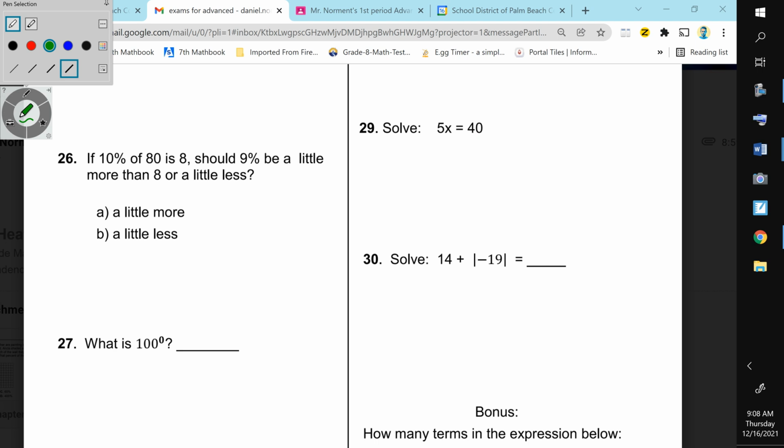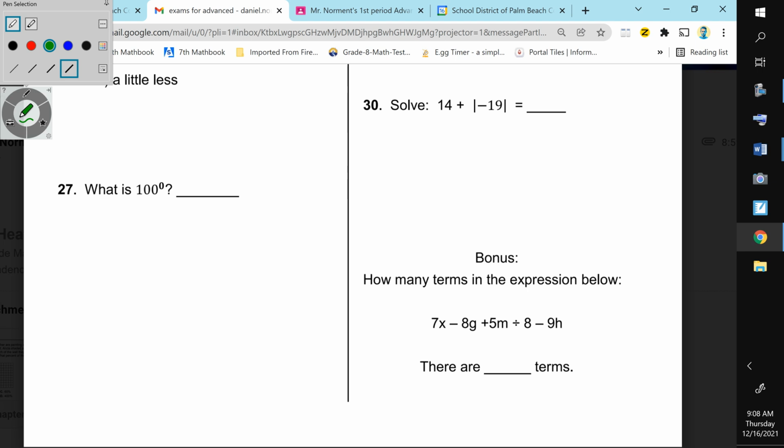Number 30, when you take the absolute value of a number, it is always going to be positive. So all you have to do is add those 2. And that's it. Guess what? That's it. And then there's a bonus, and you're not going to get help with that.